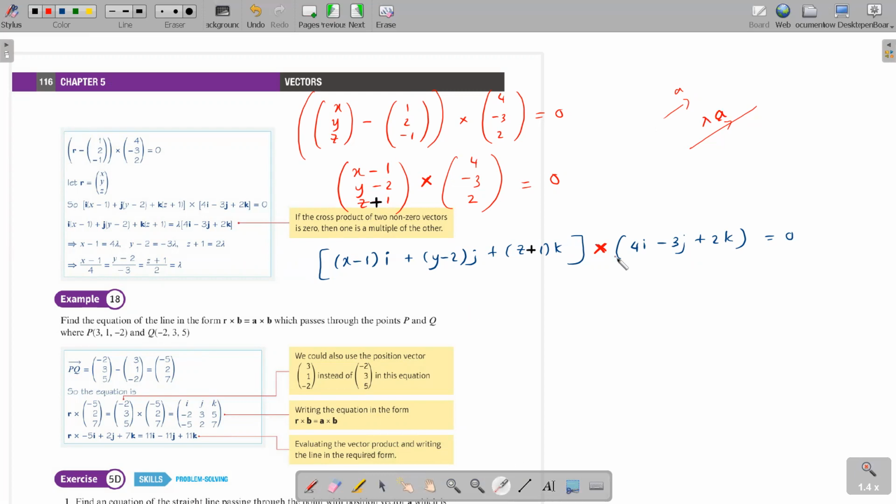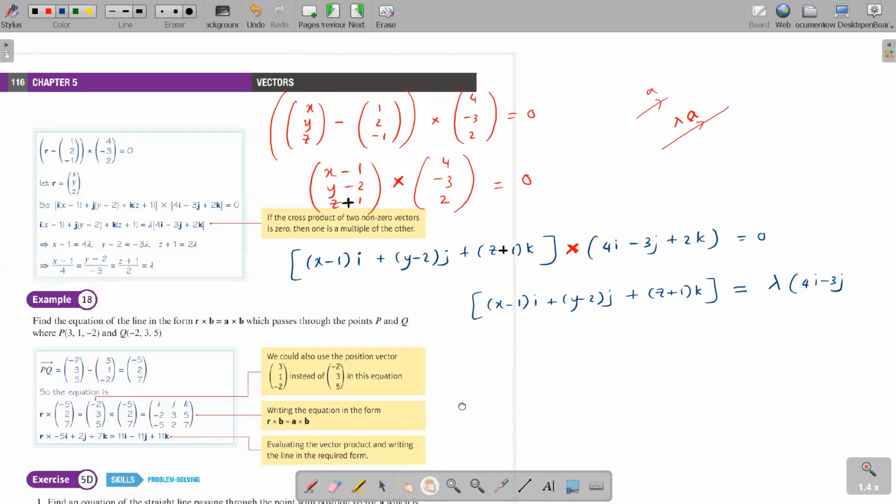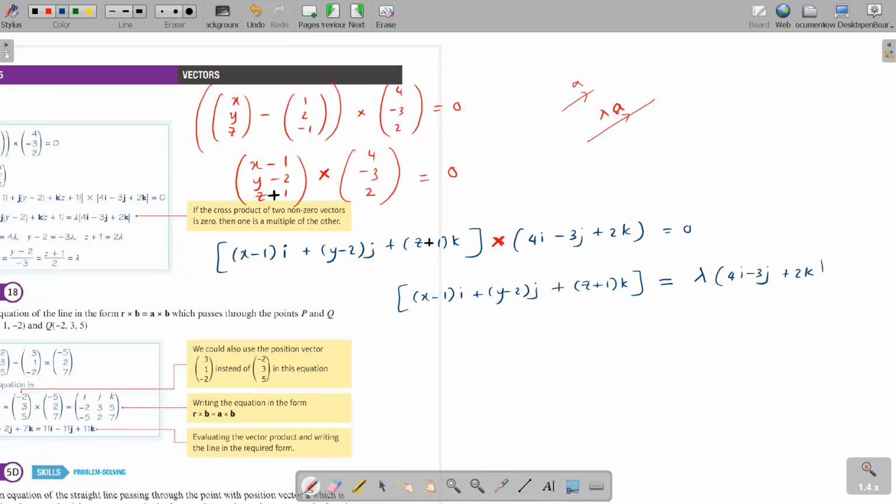So because the cross product is 0, you could say that the first vector, x minus 1 i plus y minus 2 j plus z plus 1 k, is equal to some lambda times the other vector, because they are parallel. To make two parallel vectors equal, you can use a constant.